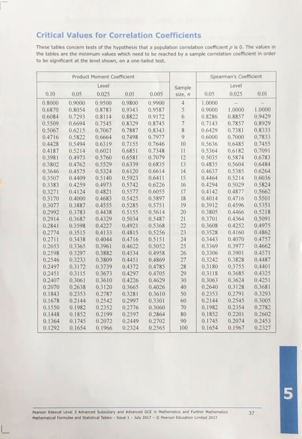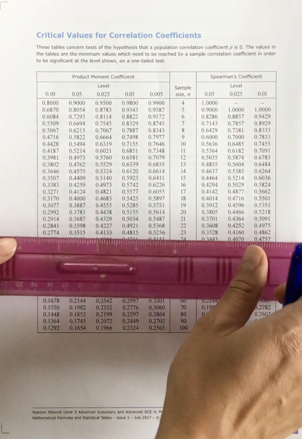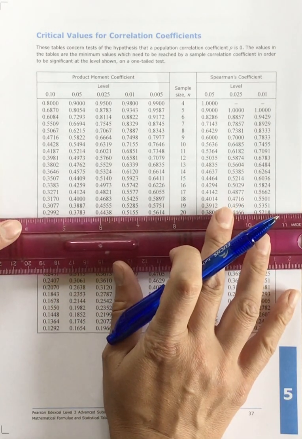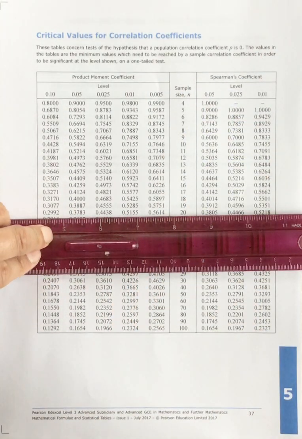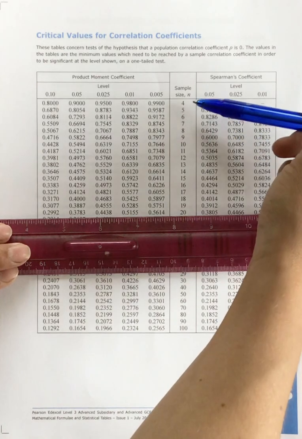So this table shows us our critical values. If we had a PMCC below these values, then we would be confident that there was 0 correlation in that data. So for example, if I had 20 pieces of data, I would be looking at this row here. You can ignore the right hand side of the table for now, that's to do with Spearman's rank correlation coefficient. The left hand side is the product moment coefficient, the PMCC.